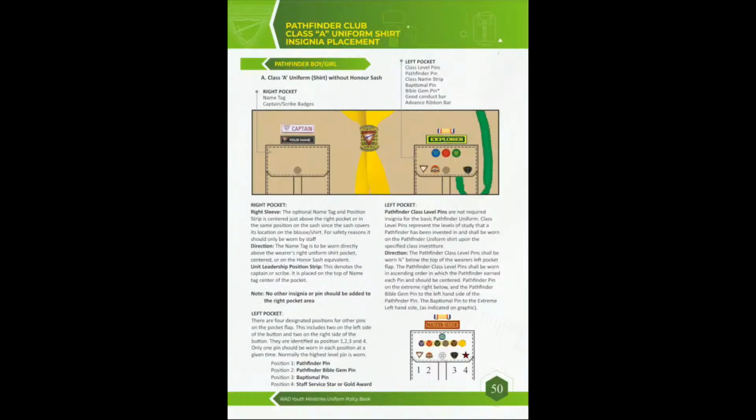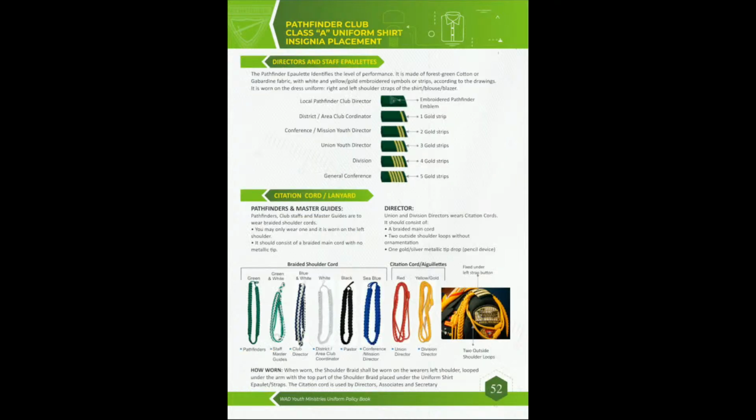So for braided cords, they are green. And actually for Pathfinder, it's where it changes. For staff, Pathfinder and Pathfinder, things change. But for other directors, for pastor, for conference, and for union, and for division, this doesn't change. It stays the same.